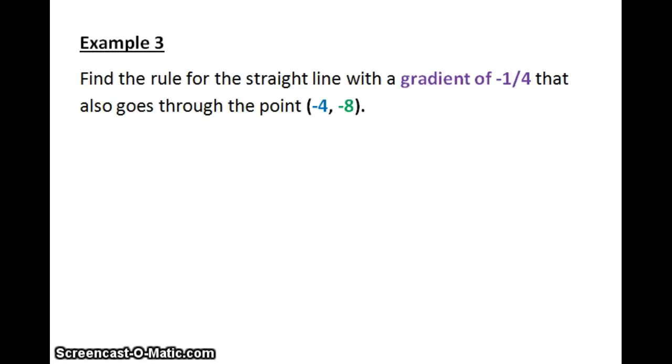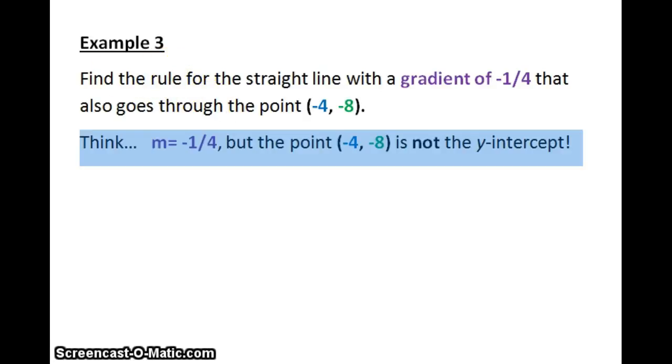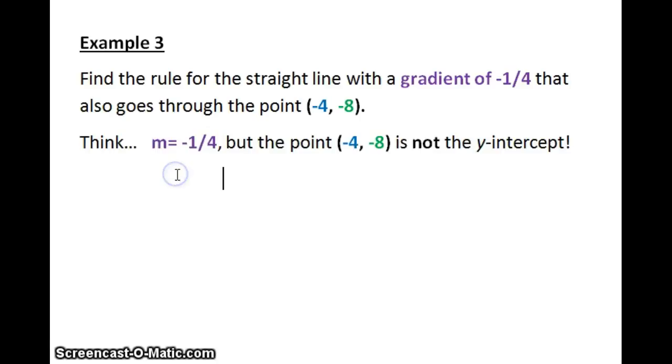In my third example, find the rule for a straight line with a gradient of -1/4 that also goes through the point (-4, 8). Sometimes they'll ask for the equation, which is the same as the rule. Alright, what do we think? y equals mx plus c, and here we're told m, the gradient, is equal to -1/4. But we should realise that this point is not the y-intercept. This is not an x value of 0. So, we've got a bit of work to do.